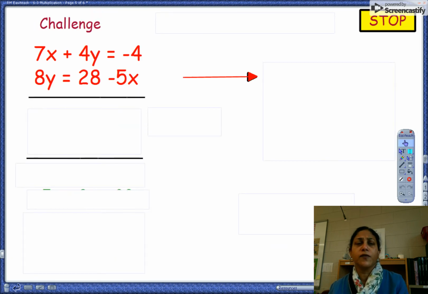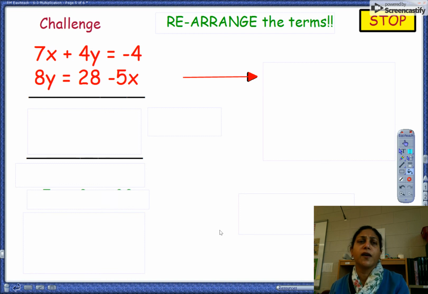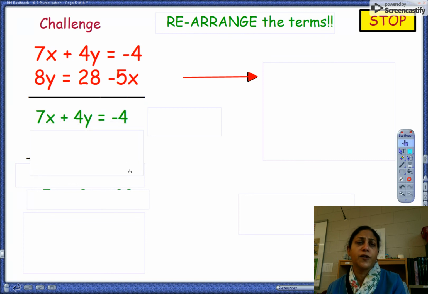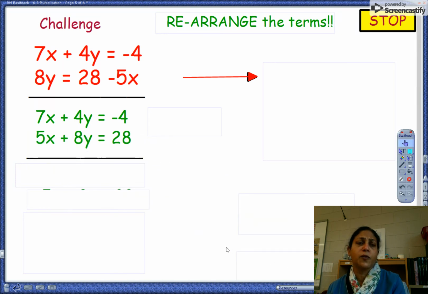So let's see if you can do this. I'll give you a few moments. You need to look at it and think about it. Pause the video so you can figure it out. So the best way to do this is by rearranging the terms so that they are in standard form. The second one is not in standard form. So we're going to rewrite the first equation just the way it is, and the second equation, we're going to put it in standard form.